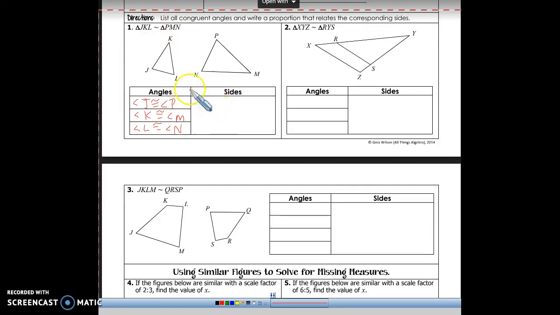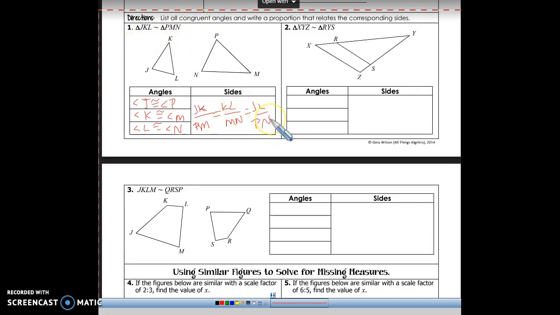Okay, sides. Again, if these are similar, then sides are proportional. So each set of ratios will be equal to each other. Side JK over its corresponding side, the first two, PM. That ratio has to be equal to KL over the last two, MN. And then that ratio has to be equal to JL over, that's first and last, PN.